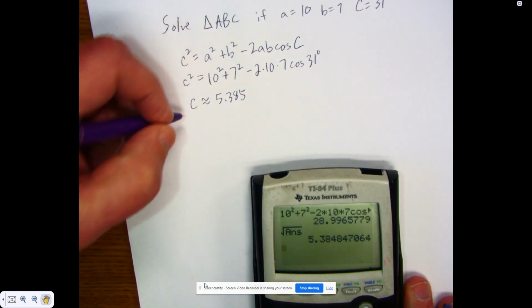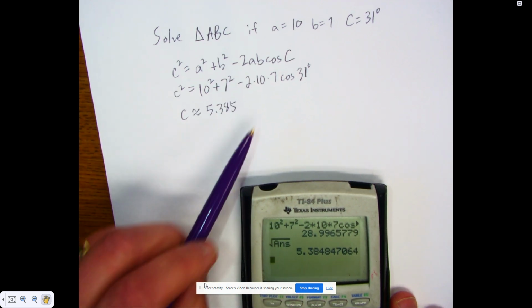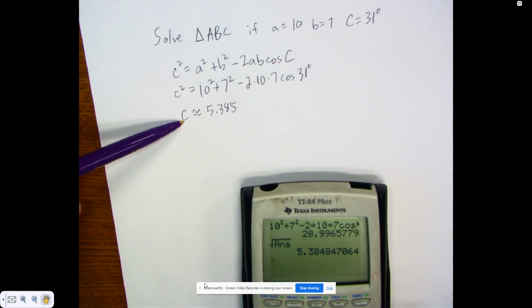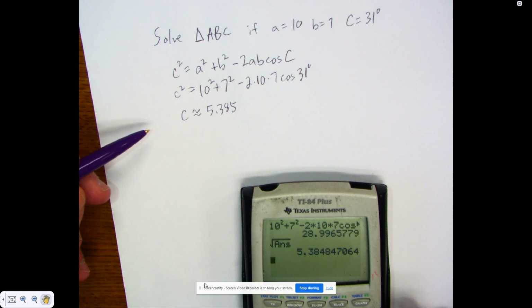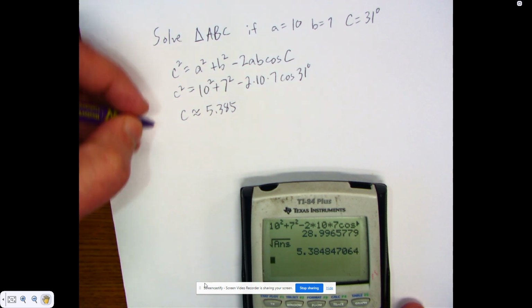Now, at this point, we've got choices. We have to find angle A and angle B yet, but we have one other piece of information. So we could either use the law of cosines or the law of sines. Let me just say that the law of cosines in some ways is safer. It never gives you the wrong answer. The law of sines, the advantage of it is that it's quicker.